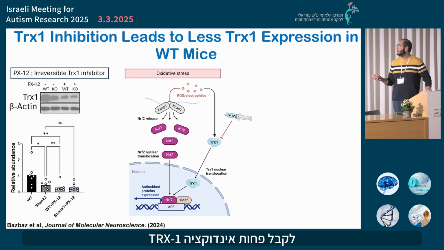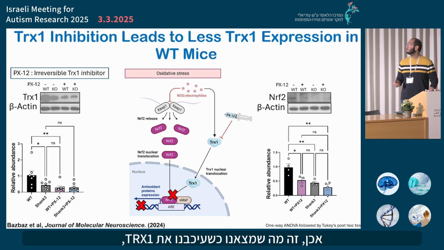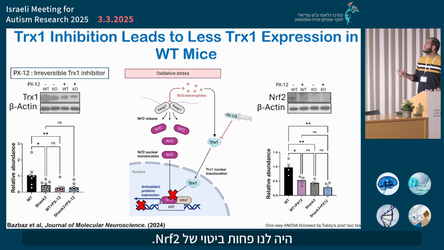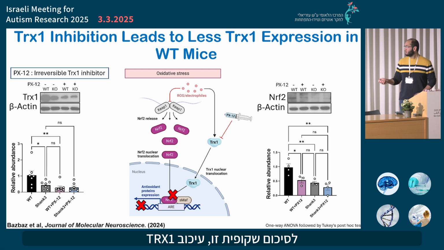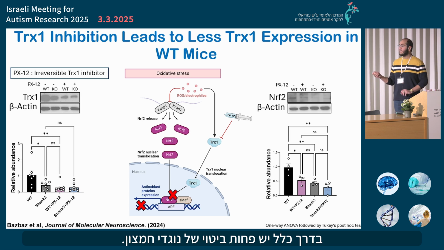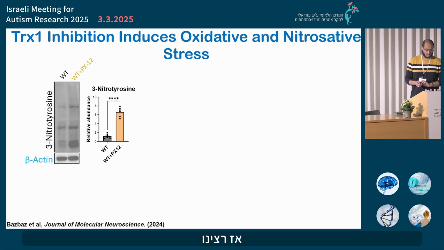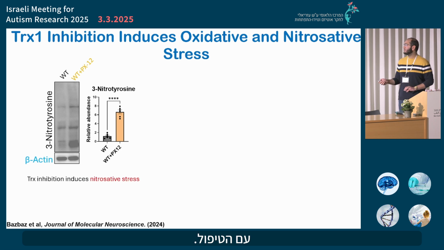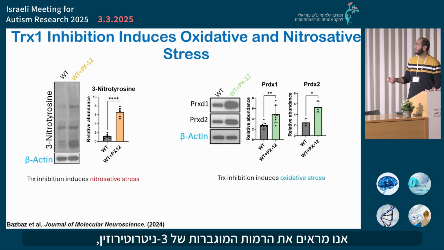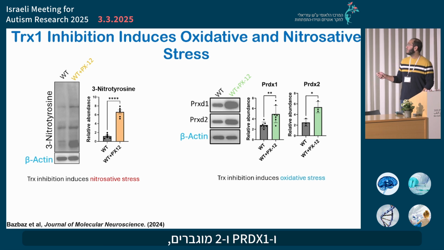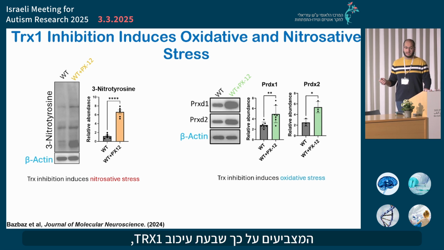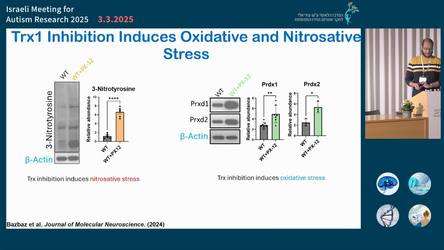So we expect when inhibiting TRX1 to have less induction of NRF2, leading to generally less transcription of antioxidants, including TRX1 itself. Indeed, that's what we found when we inhibited TRX1. We had less expression of NRF2. To conclude this slide, TRX1 inhibition leads to a compromised antioxidant system, generally having less expression of antioxidants. Then we wanted to quantify oxidative and nitrosative stress with the treatment. We show elevated levels of 3-nitrotyrosine, a nitrosative stress marker, and elevated PRDX1 and 2, which are oxidative stress markers, indicating that when inhibiting TRX1, we induce oxidative and nitrosative stress.